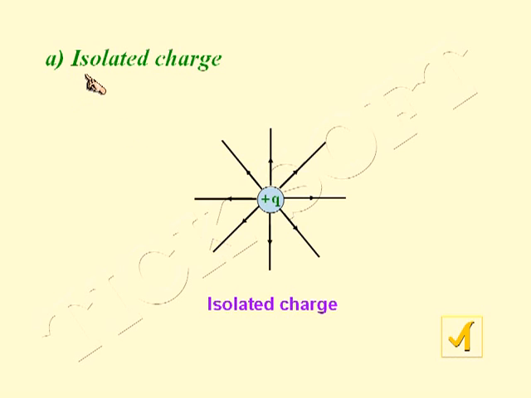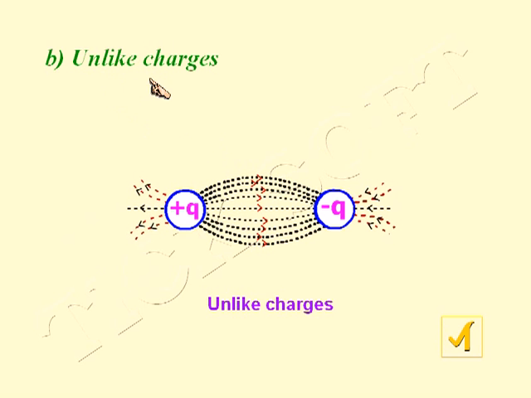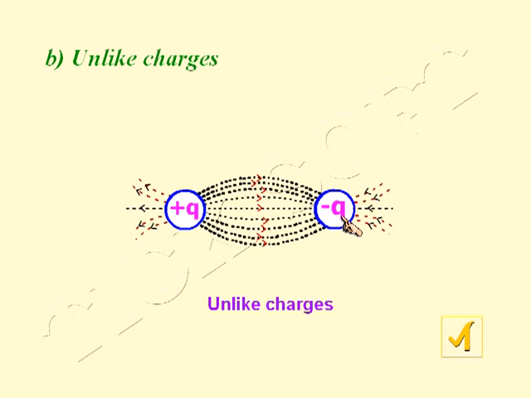We can see the figure. If an isolated charge plus Q is placed, then the lines of force will be outward lines of force. The isolated charge plus Q produces so many lines which are coming outside, indicated by the arrow mark. Similarly, for a negative charge, the lines will be moving towards it.